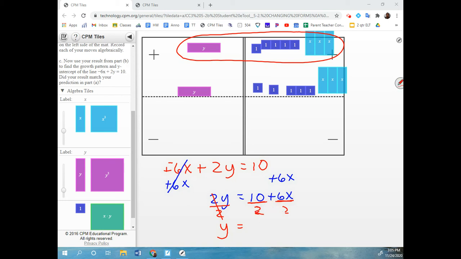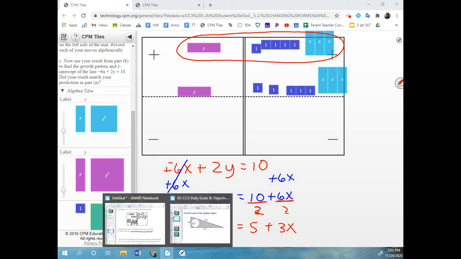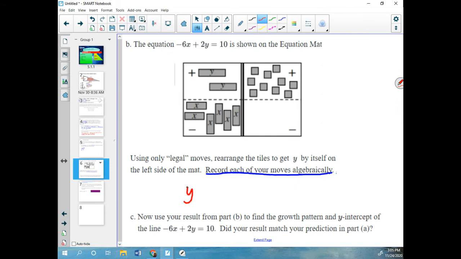Okay, so 10 divided by 2 is 5, and 6 x's divided by 2 would be 3 x's. Cool, and there it is. So, got my answer, have it written down, right? You have this copied down. If not, pause the video because I'm going to move back to what we had here. y equals 5 plus 3x. Go back to here. y equals 5 plus 3x.